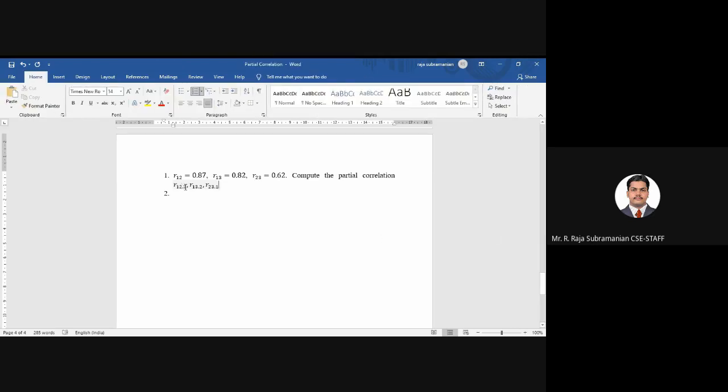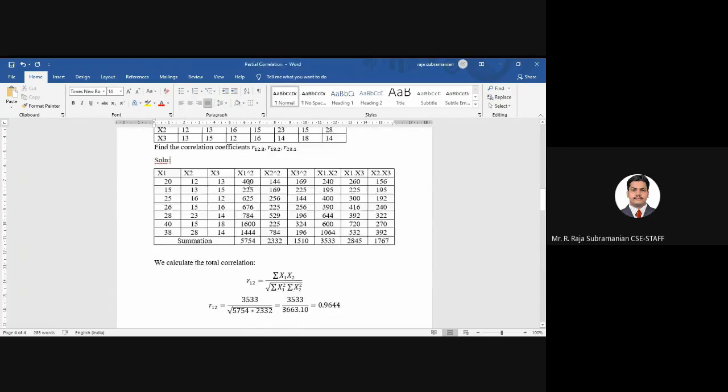R12.3 should be computed from these three, right? 1.5 minutes. If you are writing in pen and paper, you can take more than 2 minutes. Since it is MCQ, don't waste time writing formulas and all. I should remember the formula and then write. So time is 10:26 now. Within 10:27 or 10:28, we need to say the answer for R12.3. The formula is also easy to memorize.